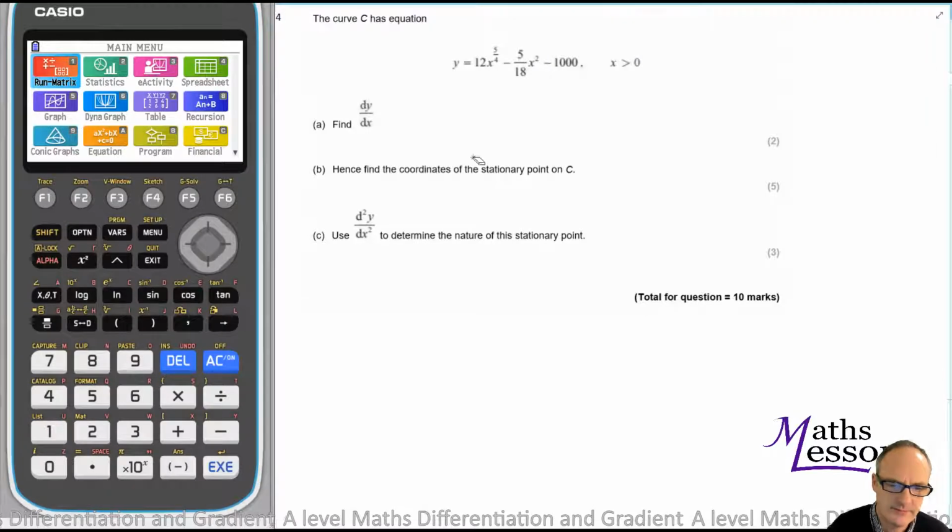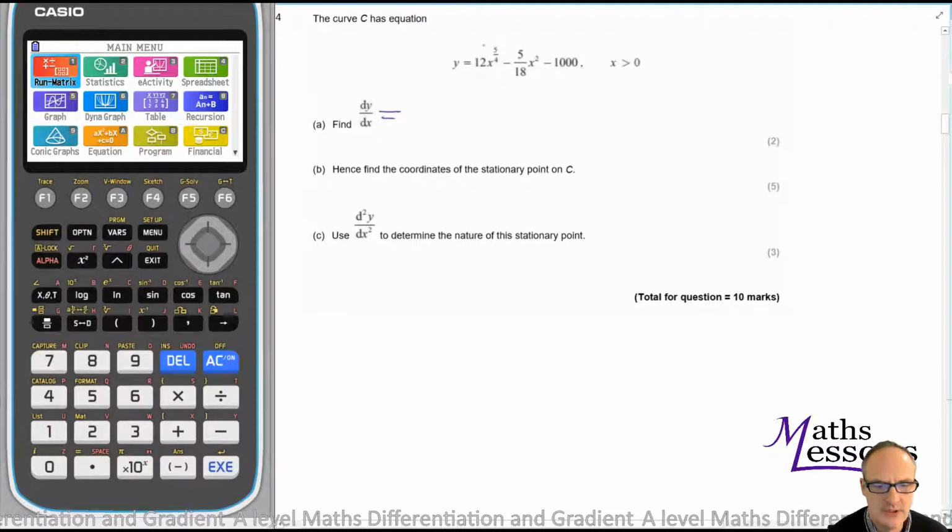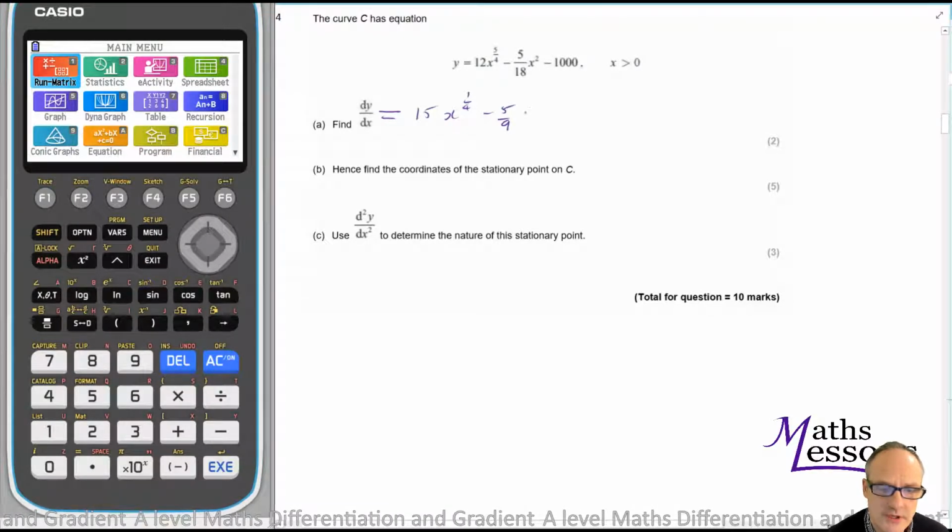So here we go. We want to differentiate this, so we want dy/dx. So times by the power, and we take one off the power. If we times by this power, we are going to get 12 divided by 4 is 3 times 5 is 15, x to the quarter. And then we're going to times by this power, so we get minus 5 ninths of x. Take one off the power, and this just goes to 0. So that's that one differentiated.